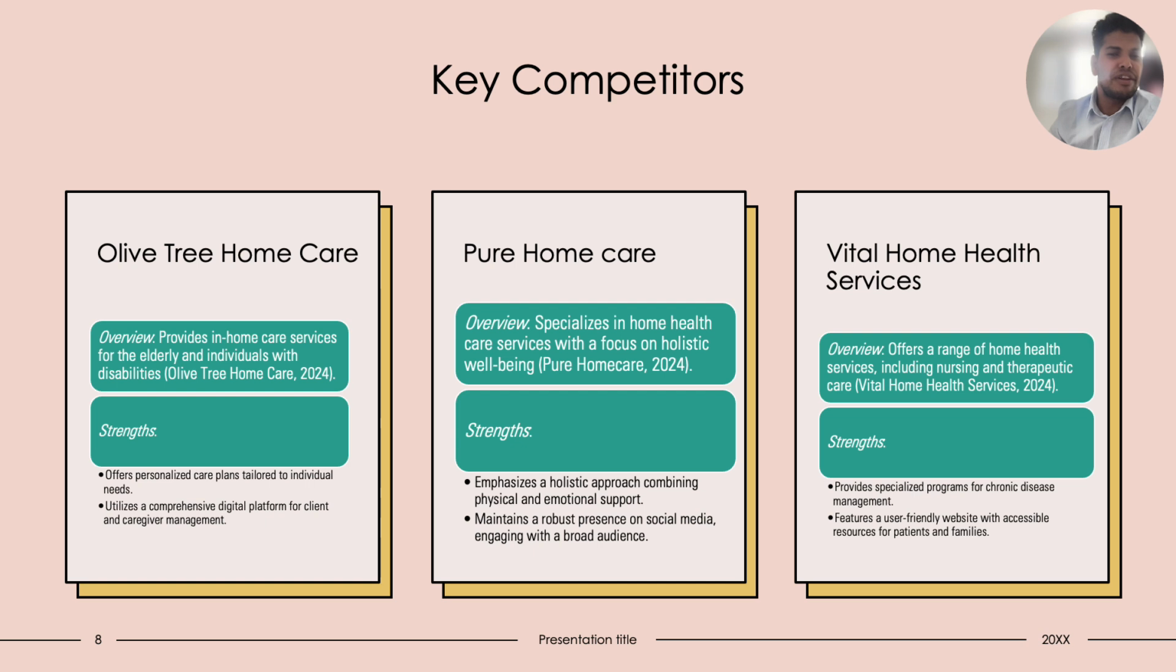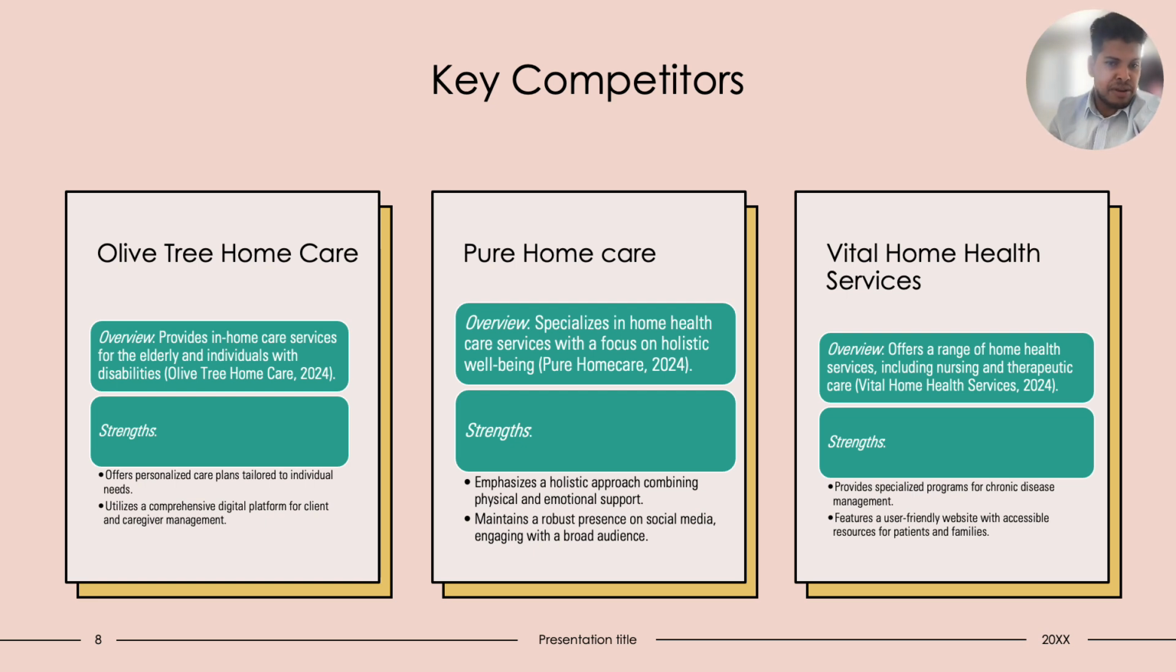So, the key competitors. There are also other similar organizations within the healthcare non-profit category, including Olive Tree Home Care, Pure Home Care, as well as Vital Home Health Services. These competitors are digitally ready with advanced systems for volunteer recruitment and are also active on social media platforms.